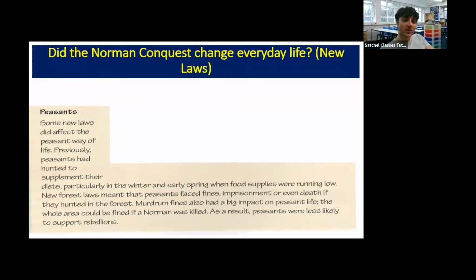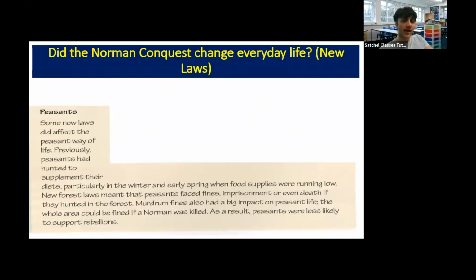However, there were some other changes that did affect the peasants, and the two major ones are, number one, the forest laws, and number two, the merger and fine. So the forest laws and the merger and fine are both in our key words, but we'll just go back over them again now. The forest laws were where peasants were banned from hunting in the forests, and this caused a significant number of them to starve because hunting acted as a kind of last lifeline in the event of a poor harvest and the threat of starvation during the winter.